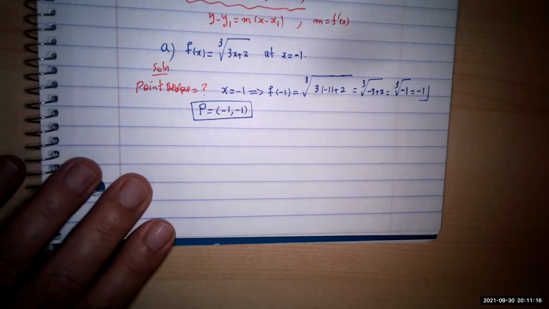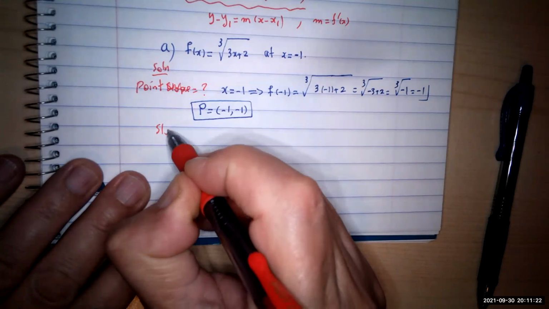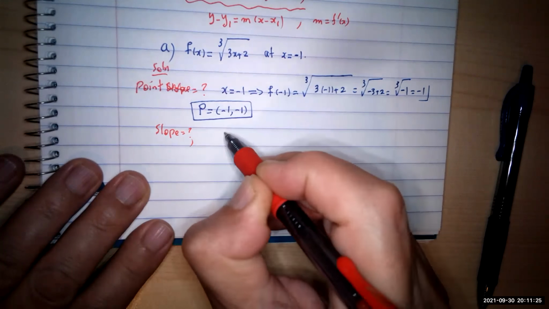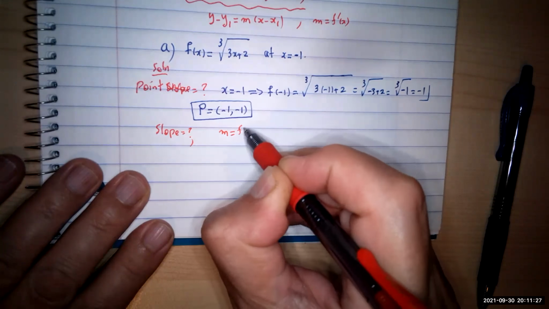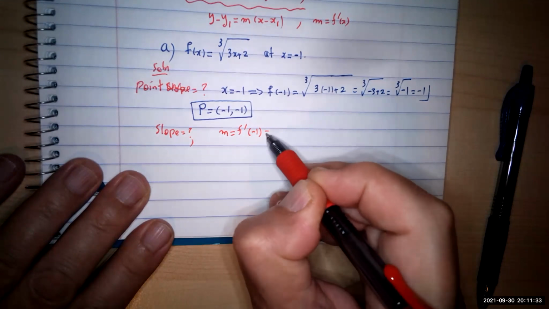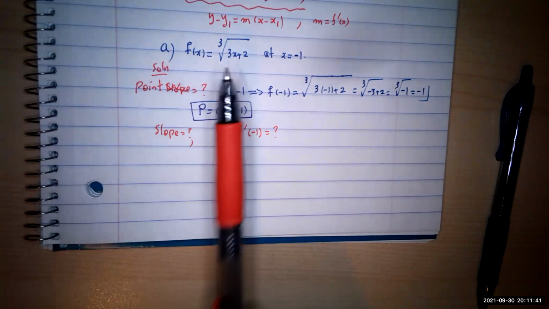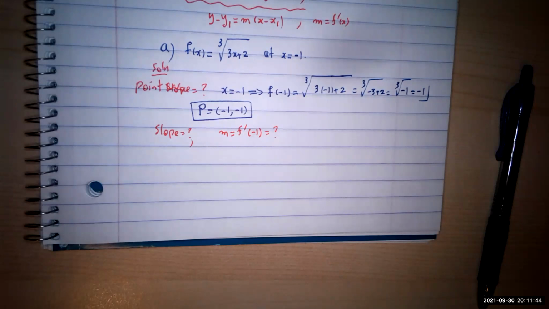Now we need the slope. The slope is the derivative. Okay, so we go for the slope. The slope is the derivative, f prime, at what? At x equal to -1. So you have to go and find the derivative of the function. In this case, it is the radical function. We rewrite it as 3x plus 2 to the 1/3, which is like u to the 1/3, and we have to apply the chain rule. Okay, that's the rule of this problem.